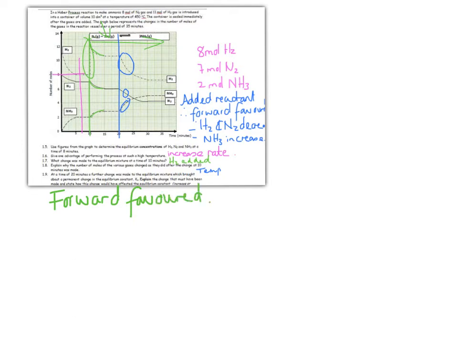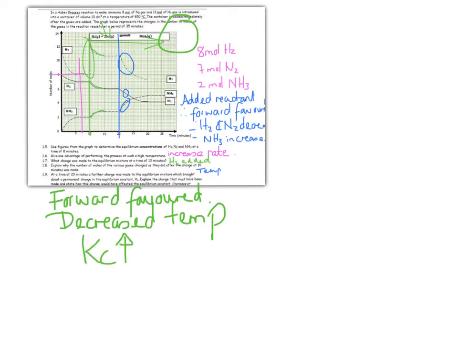This reaction from the previous page we happen to know is an exothermic reaction, which means that we must have decreased the temperature. They would need to give you whether it was an exo or endothermic reaction if it hadn't been on the previous page. What would have happened to the equilibrium constant? Kc would have increased. Why? Because we have got more product and less reactant.